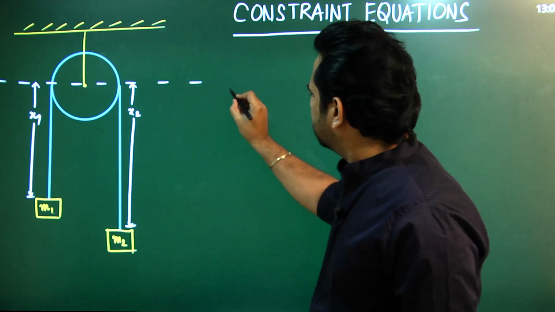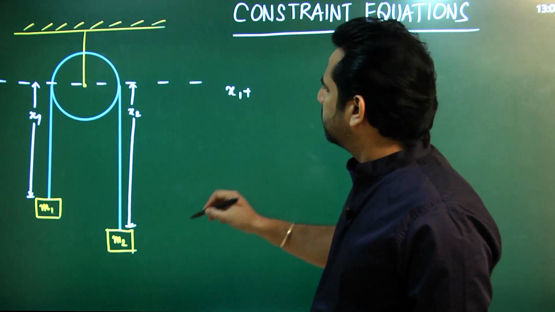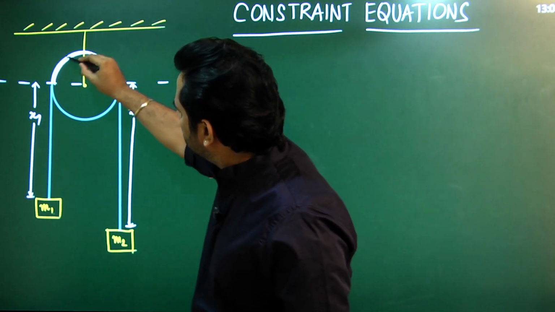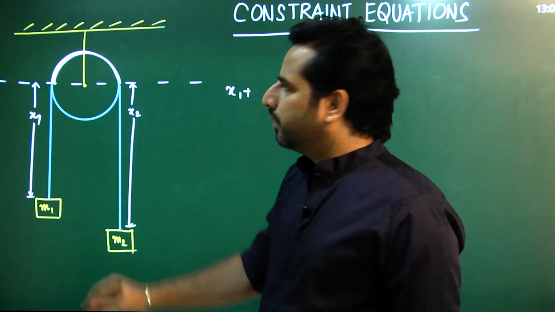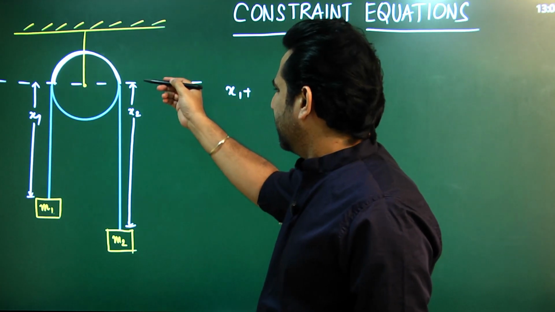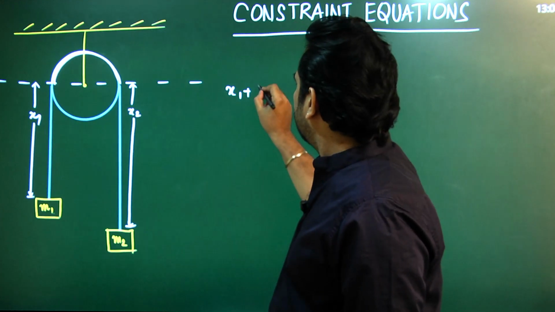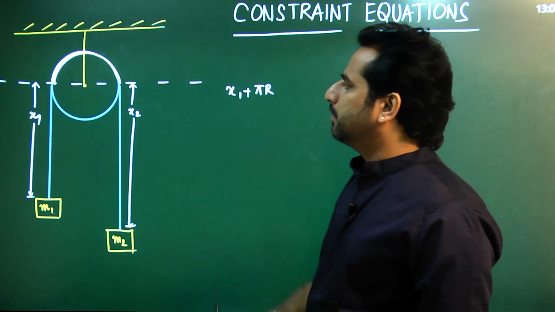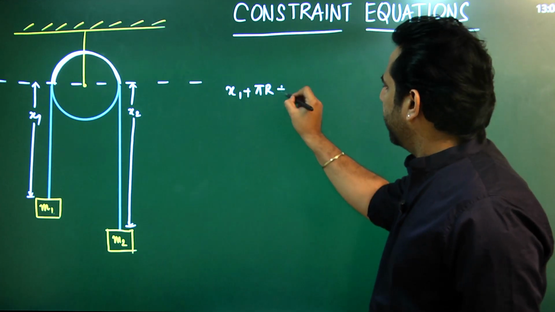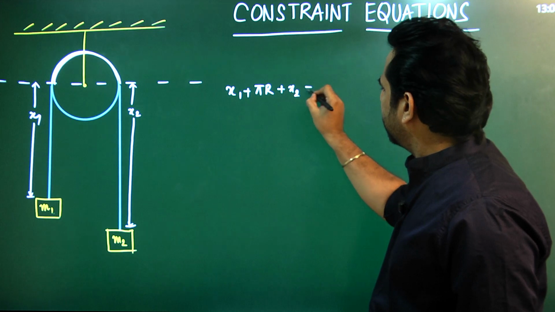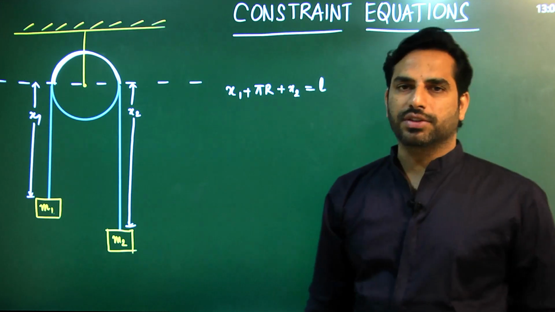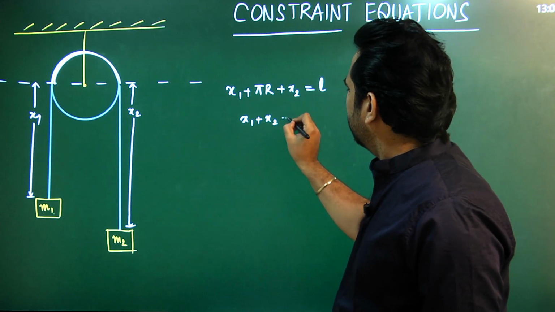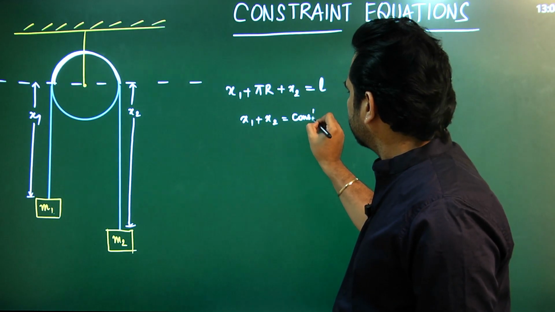So the length of the string in this case would be x1 plus this string which is on the circumference of the pulley, on the rim of the pulley. So let me say r is the radius of the pulley, so that pi r would be the length of the string which is lying over the rim of the pulley, and you have x2. So x1 plus x2 plus pi r is equal to the length of the string which is constant, or I can say x1 plus x2 is equal to L minus pi r, which is constant.